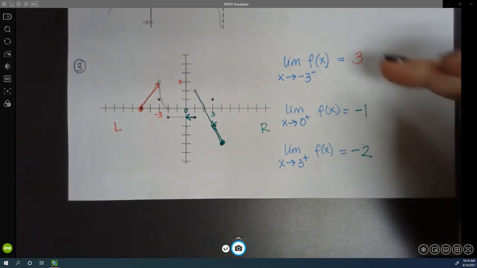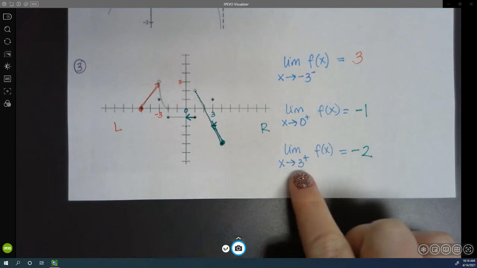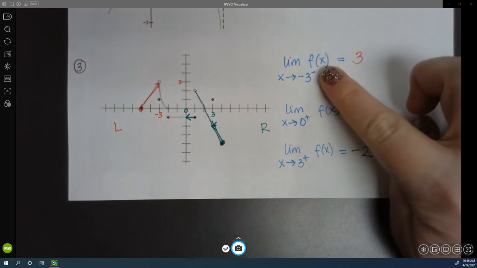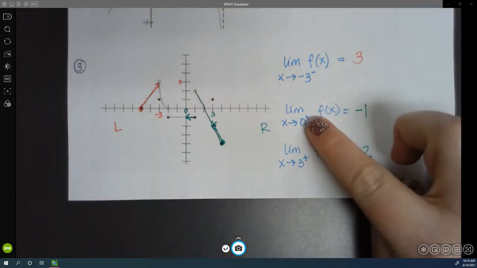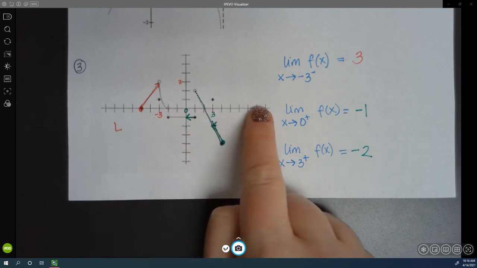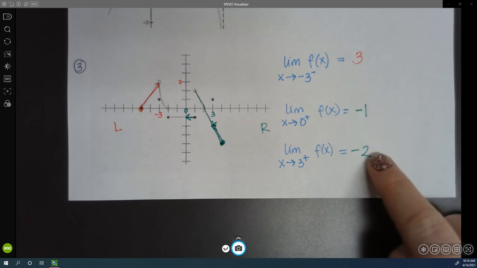Notice none of these match, and I'm going to different locations on the x-axis. So the biggest things to pay attention to is, should you go from the left side or the right side? Then pay attention to where your stopping location on the x-axis is. And the limit is where we are approaching on the y-axis.